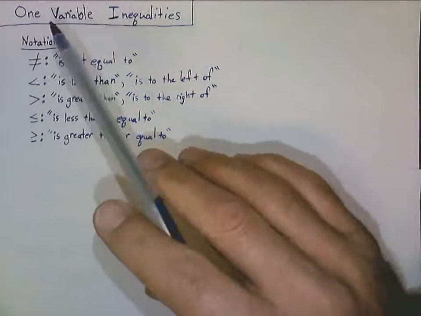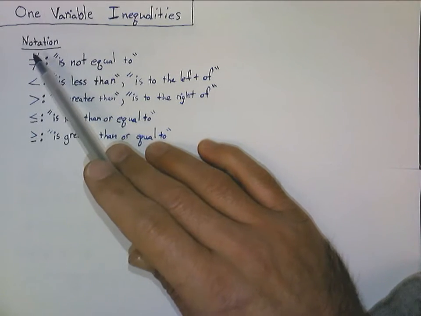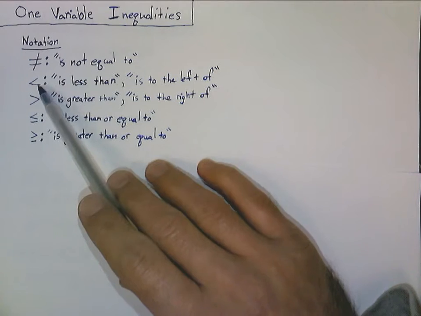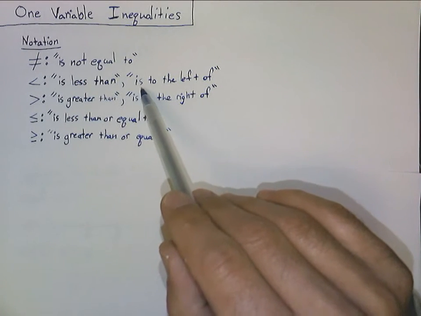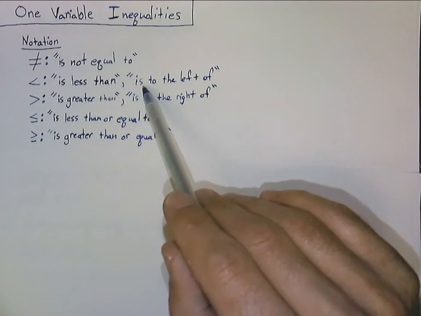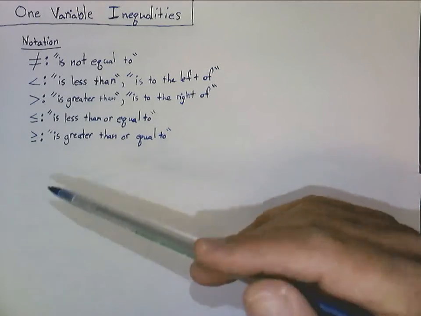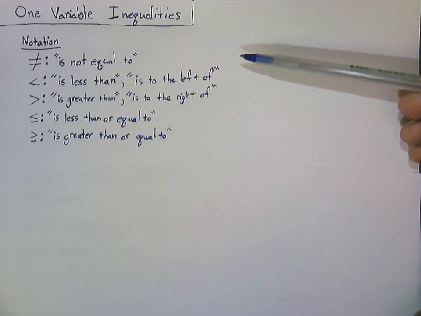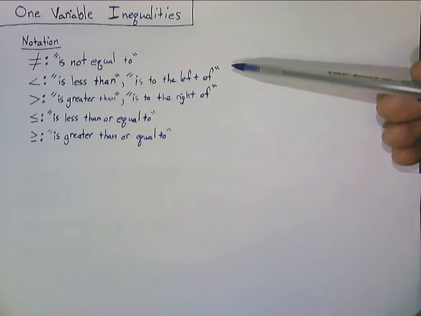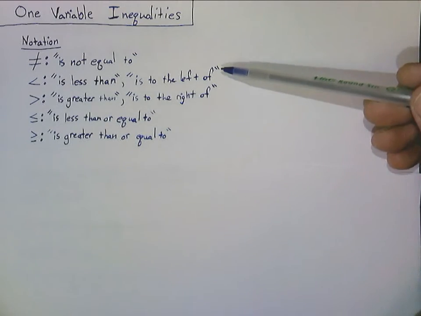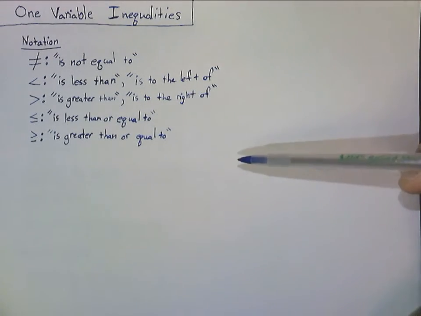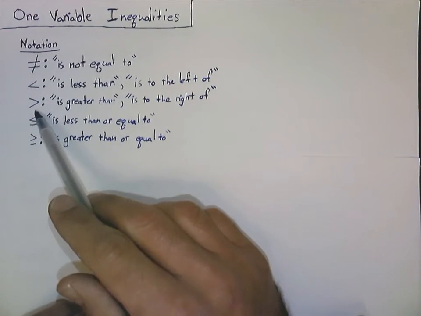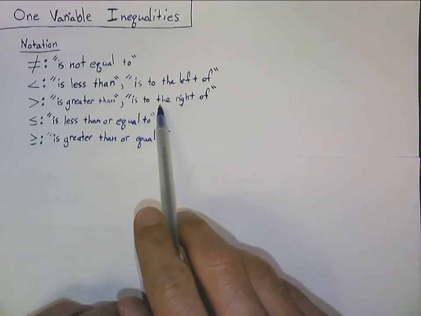Hopefully you've seen these before. This equal sign with a slash through it means is not equal to. This little symbol means is less than, or as I like to prefer thinking about it, is to the left of. So we're talking about one variable inequalities, so all of these things are going to be taking place on the number line. One variable means one dimension, that means a line. So less than means to the left of on the number line. Similarly, this symbol means is greater than or is to the right of.